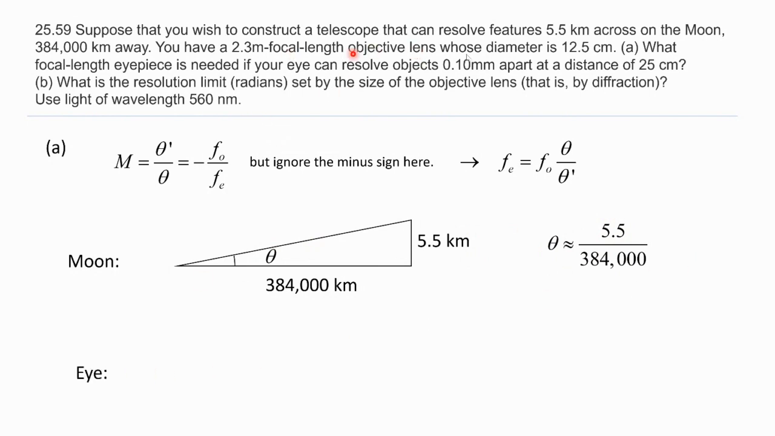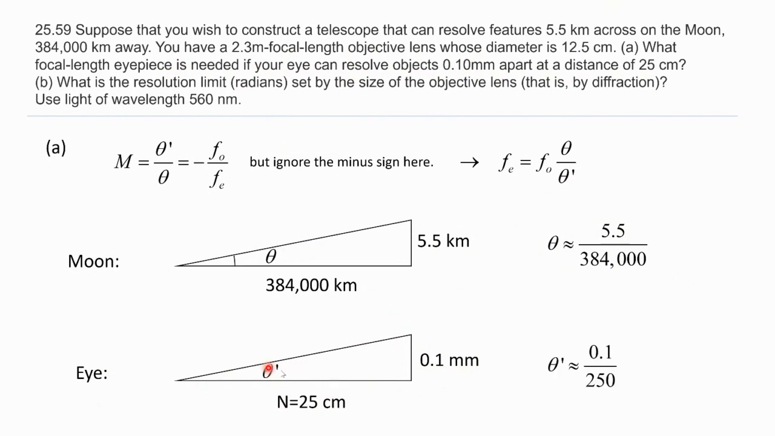Now, the telescope will create an image, and we're going to look at that image with our eye. And the image of the two mountaintops we want to be 0.1 millimeters apart at least, because when that is the case and you're looking 25 centimeters away, then we can resolve them. That's what it says here. Your eye can resolve objects 0.1 millimeters apart at a distance of 25 centimeters. So this is what's going on in the telescope with our eye. And that's the angle theta prime. So again, it's a small angle, so we approximate it this way.